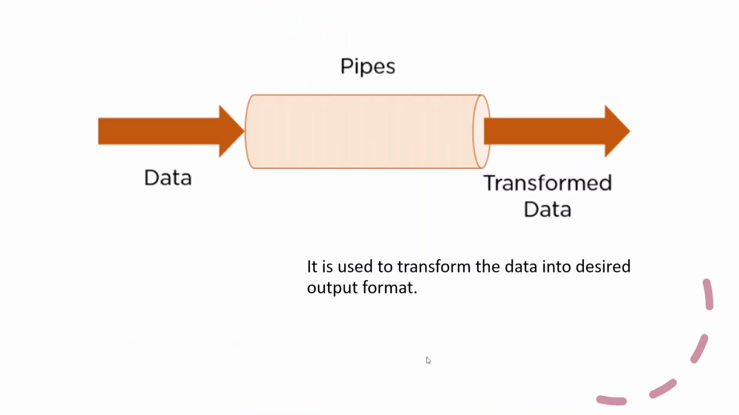So what is a pipe? A pipe is one of the elements of Angular architecture, and it is used to transform the data into a desired output format. As you can see in the diagram, we are giving some data as an input and the pipe gives the data as output in a transformed form. And this transformation depends on the pipe functionality and the type of pipe we are using.